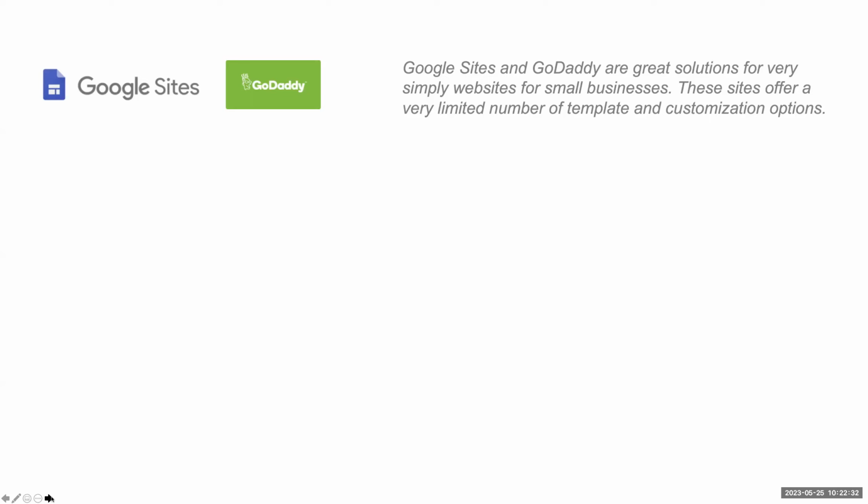So these sites offer a very limited number of template and customization options. So if you're a small business, you don't need anything crazy, you're okay with just kind of picking a template, maybe adjusting a color or two, and you're off and running. This is a quick and easy way to get a website swiftly online at a pretty inexpensive cost. Both these sites will have some templates that you can choose from, but honestly, I think it's maybe 5 or 6 templates. You don't have very many options.